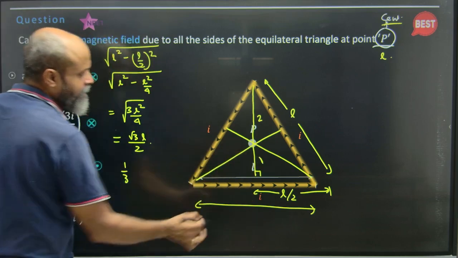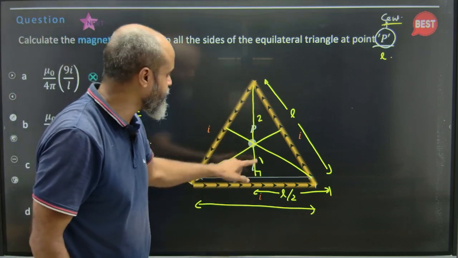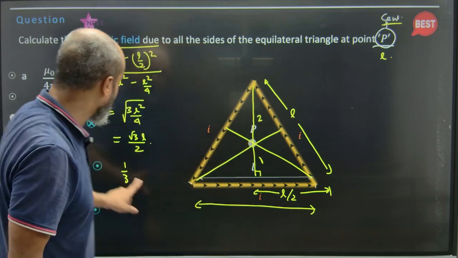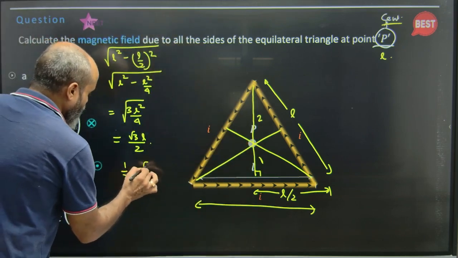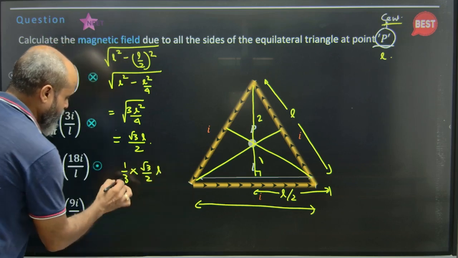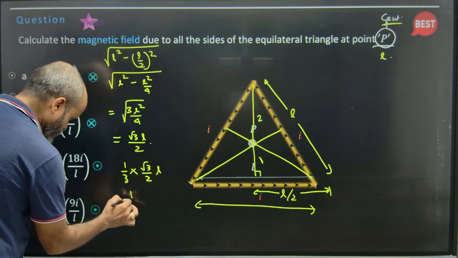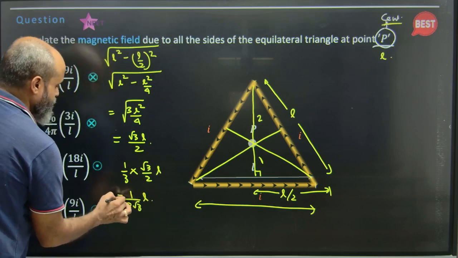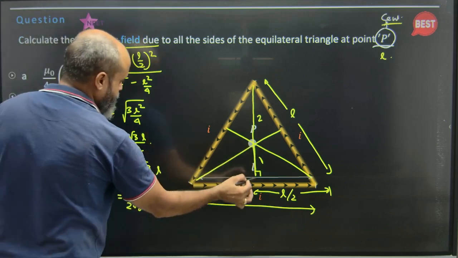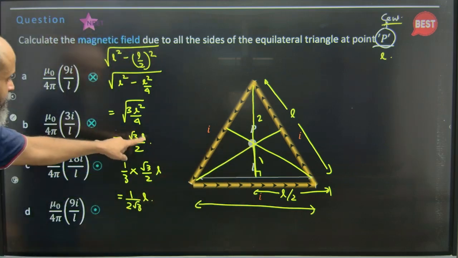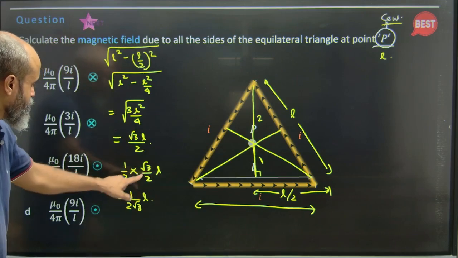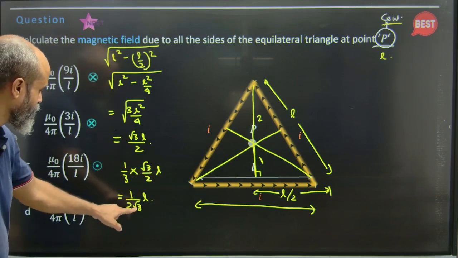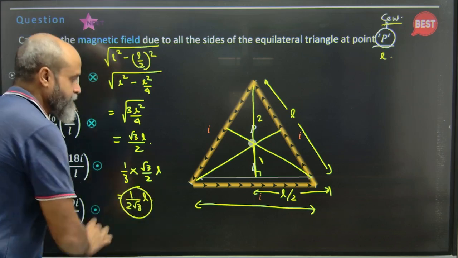We see that the centroid divides the median in the ratio of 1 is to 2. So 1/3 means 1 by 3 into under root 3 by 2L. That gives you 1 by 2 under root 3L. This distance is 1/3 of under root 3 by 2L, so this will be 1 by 2 under root 3L. This is the distance.